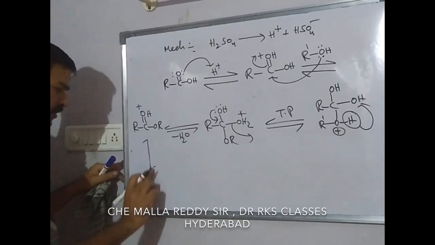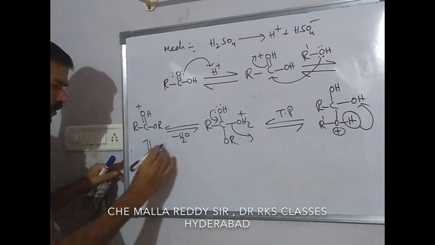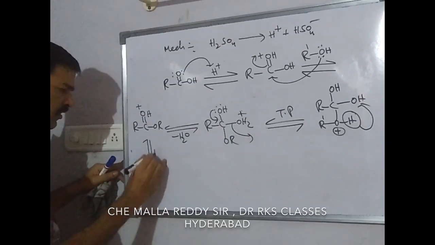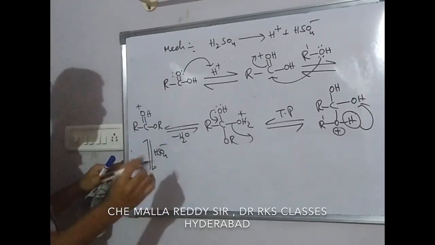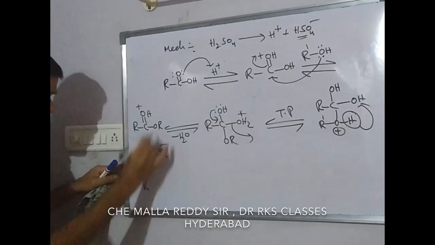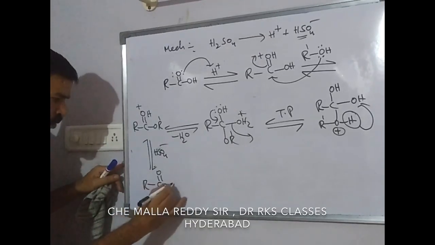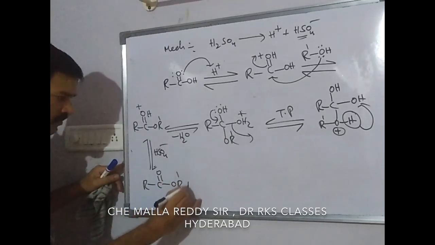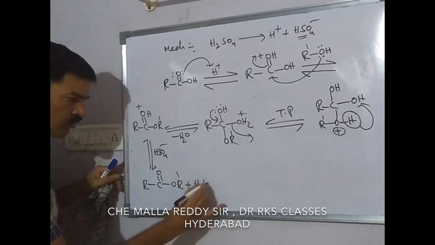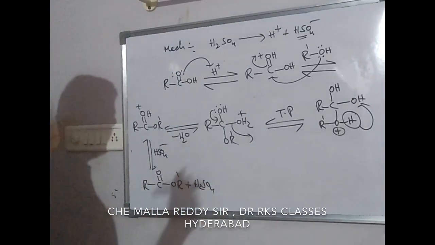Here, removal of H plus. You are adding this HSO4 minus. You are getting R dash R C double bond O dash plus H2SO4. This is the mechanism.